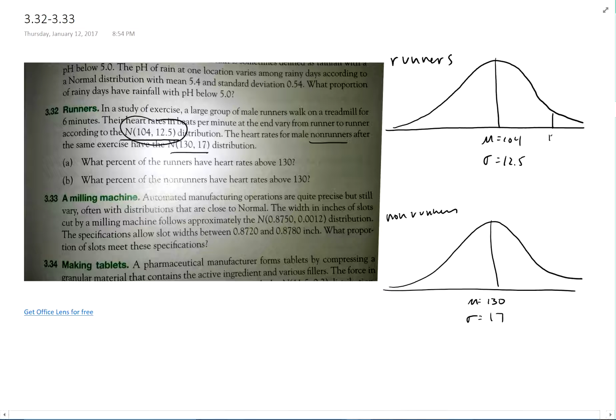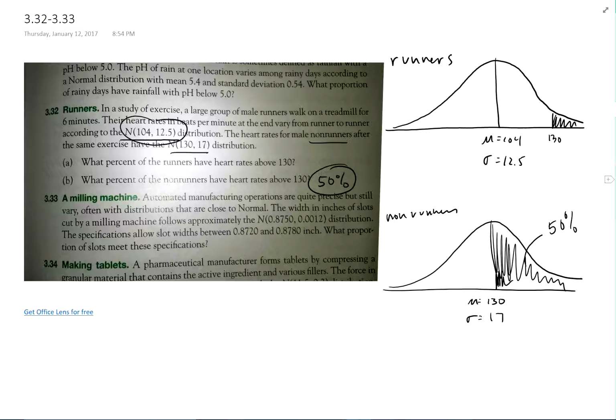So here's 130, and here's above 130. Oh wow, 130 is right here. Well, this one's easy. That's 50%, right? Because the average is 130, and that's halfway. The mean and the median are the same. So for the non-runners, half of them have a heart rate of 130 or greater. So this would be 50%.